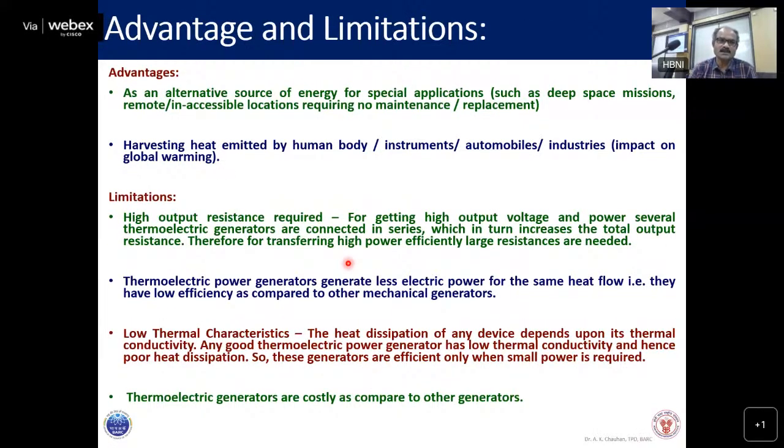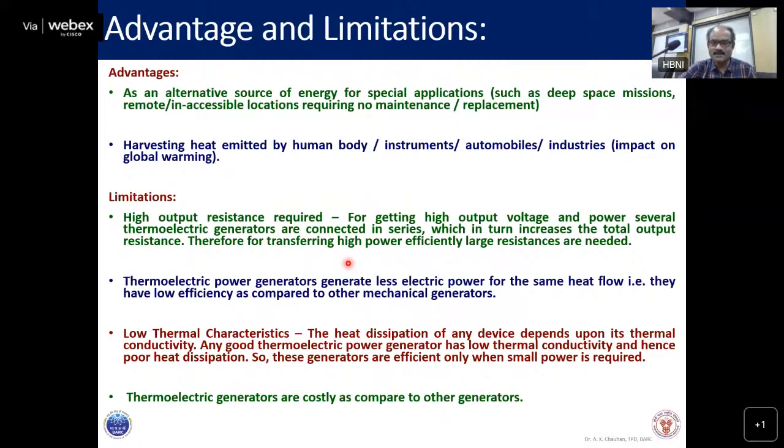What are the advantages? The advantages of thermoelectric generators are as an alternative source of energy for special applications such as deep space missions and remote inaccessible locations, and they obviously require no maintenance, because a material generally works for a very long period of time.